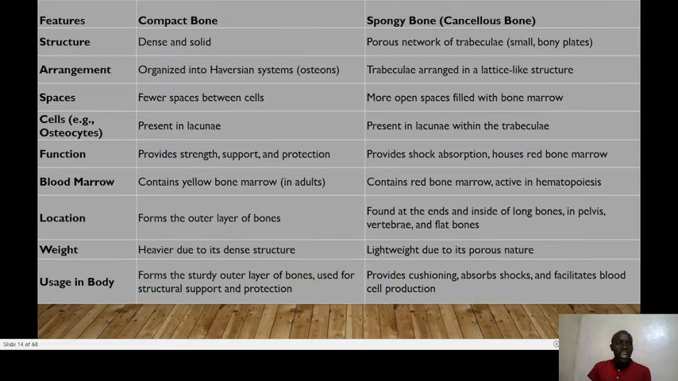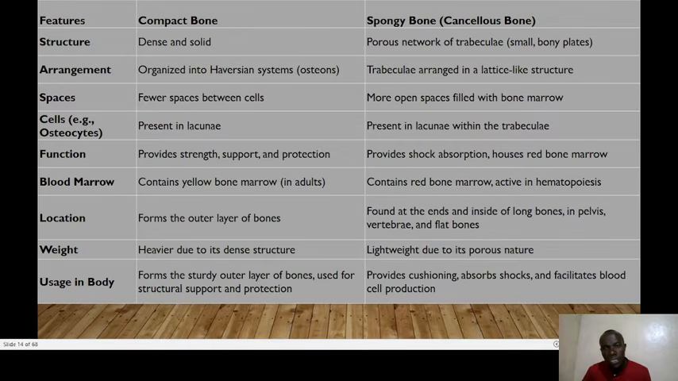So guys, we can see some differences between compact bone and spongy bone, the cancellous bone or the trabecular bone. We find that compact bone is dense and solid as compared to spongy bone that is normally porous. Compact bone is organized into Haversian systems, the osteons. Trabecular bone is arranged in a lattice-like structure. Compact bone has fewer spaces between cells. We have more spaces filled with bone marrow for the spongy bone. Compact bone is present in lacunae.